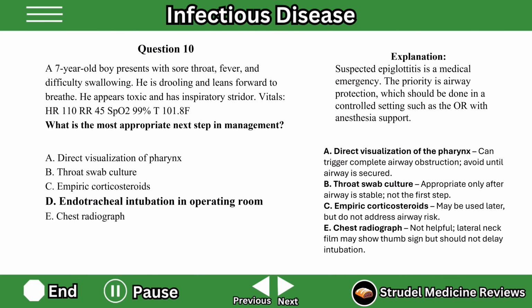So the other answer choices: A, direct visualization of the pharynx. You want to wait to do that until you can secure the airway. B, throat swab culture. Again, you want to make sure the ABCs are stabilized. So you can pursue your diagnostic workup after stabilizing the patient. C, empiric corticosteroids does not address the airway.